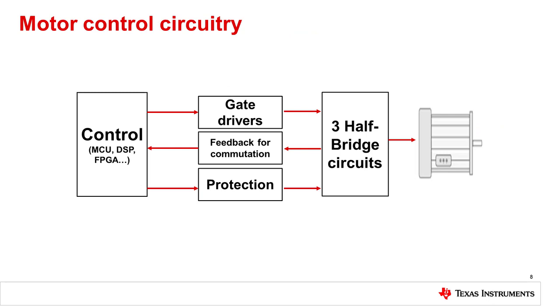Now we'll go over the typical circuitry required for driving a BLDC motor. The circuitry needed to drive a BLDC motor consists of 5 modules. The modules include a control block, 3 half-bridge circuits that apply power directly to the motor, the gate drivers that allow the control block to interface with the half-bridge circuits, motor rotor position sensing feedback to determine commutation, and any protection circuits. Let's deep dive into each one of these modules.